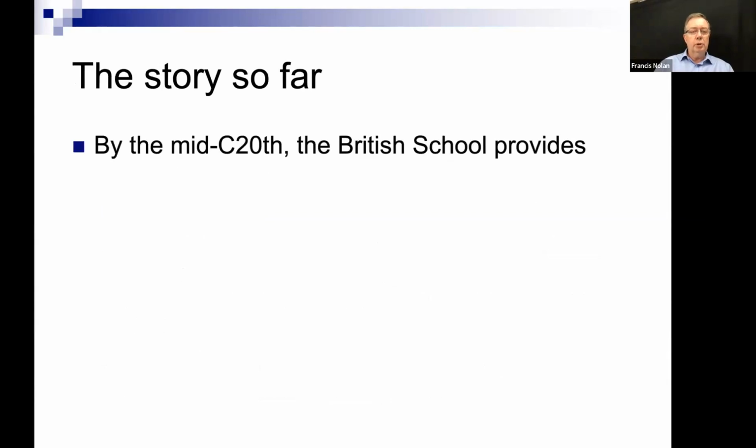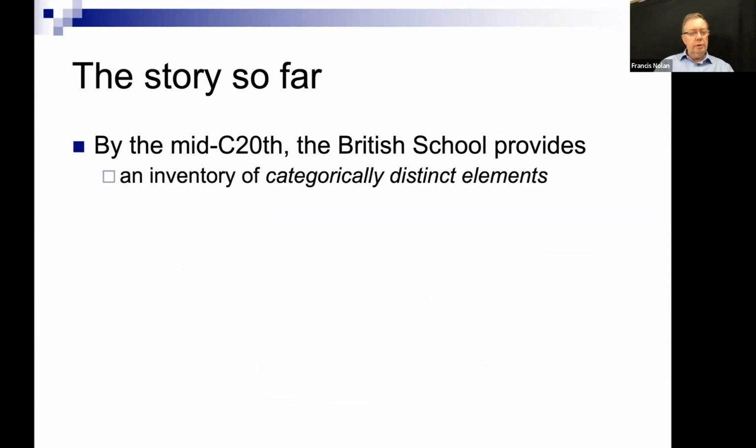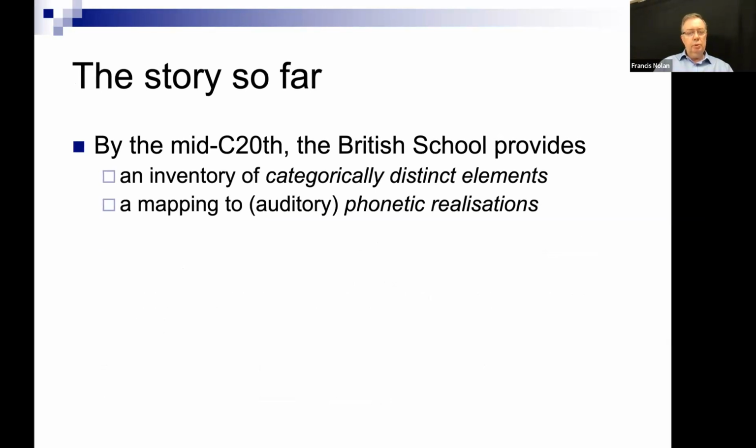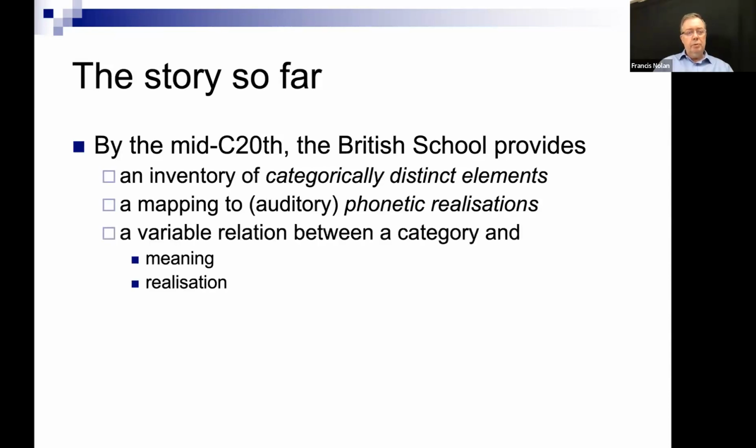So, the story so far. By the middle of the 20th century, 1950, 1960, the British school provides an inventory of categorically distinct elements, as a phonology should, a mapping to phonetic realizations, a phonetic description, admittedly auditory, admittedly impressionistic. It recognizes certainly a variable relationship between a category and meaning. So it's not that there's one meaning that you associate with a rise. A full rise isn't used for just one purpose.